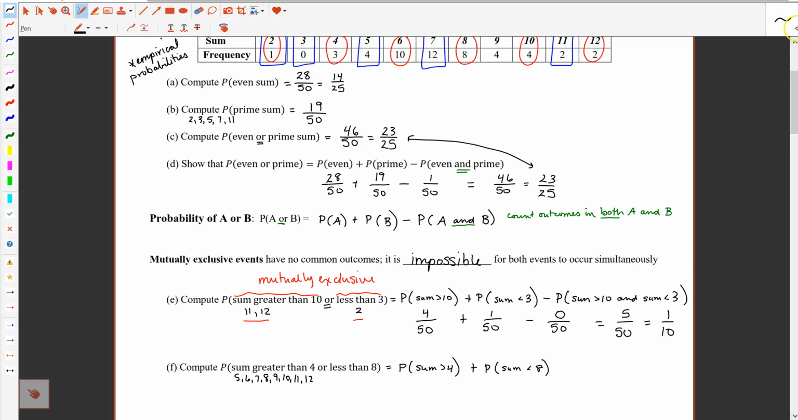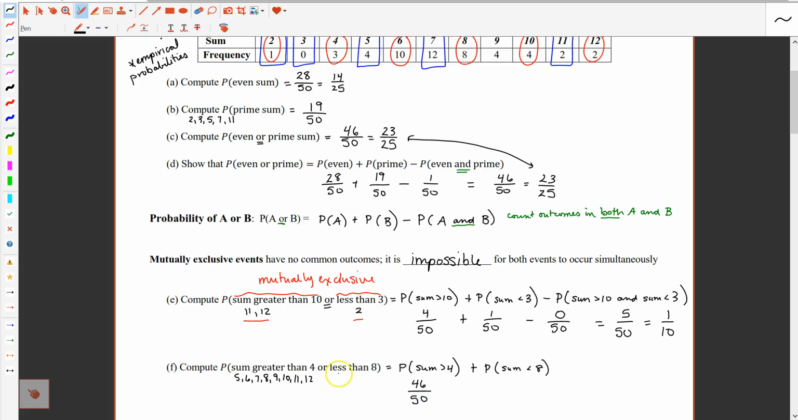So if we come up here, the sum of 5 occurred 4 times, the sum of 6 occurred 10 times, and so on. So I want to just add all of these numbers down here. So 4 plus 10 plus 12 plus 8 plus 4 plus 4 plus 2 plus 2. Adding all of those up, that gives me 46 outcomes that had a sum of greater than 4 out of the 50 trials of the experiment.